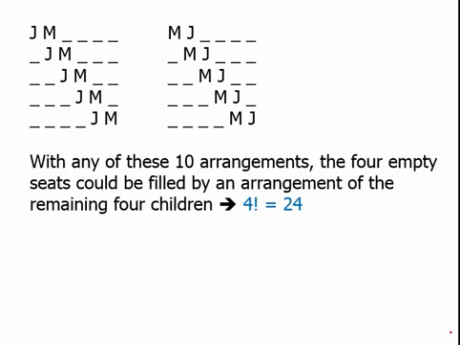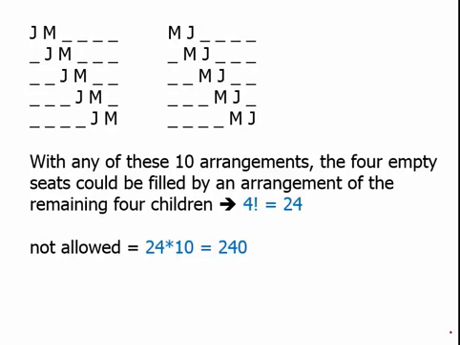And of course, they could be in either order. Or we could move them 1 seat over, or 1 seat over, or 1 seat over, or 1 seat over. And so those are 10 possible ways that we could configure Jackie and Marilyn on these chairs with them right next to each other. With any of these 10 arrangements, the 4 empty seats could be filled by any arrangements of the remaining 4 children. So that would be 4 factorial, or 24. So it would be these 10 arrangements and any one of them times 24. So 10 times 24, 240.